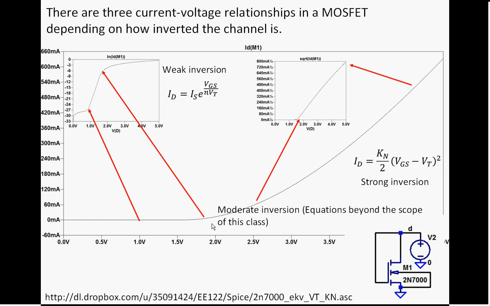Now, moderate inversion, which means you're not sub-threshold, you're not above threshold, but you're near threshold, those equations are a little bit difficult, and in general you need a numerical simulation to solve for that. So we're actually not going to go over those equations. Now you can download this file, run it, and all you have to do to see the logarithmic part is just take the log, and then you can go and take the square root to get the strong inversion part.